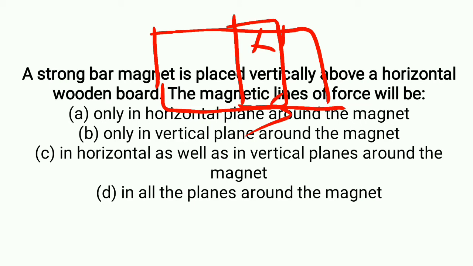So the magnetic field lines, we know that outside the magnet always originate from north and end in south. So here also they originate from north and end in south. You can see here the magnetic field lines are in all the planes around the magnet, that is on the wooden board as well as outside the wooden board. So here option D is the correct answer.